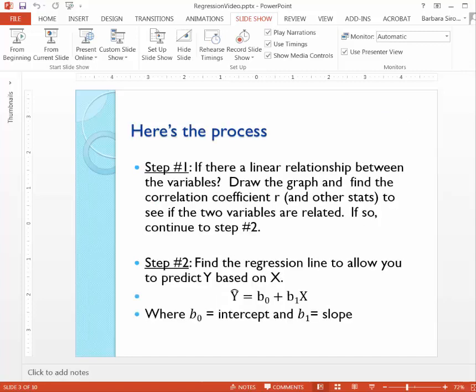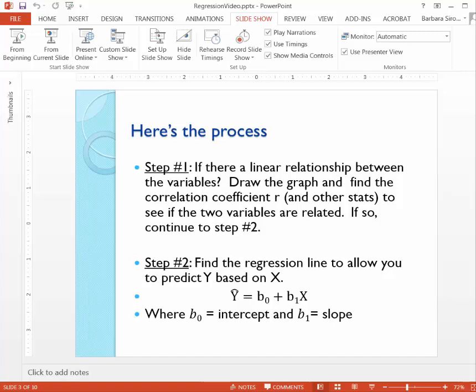So here's the basic process that I tend to use. It's a two-step process. First, I look to see, is there a linear relationship between the two variables? The way I determine that is by looking at a graph called a scatter diagram, and I look at statistics such as the correlation coefficient and coefficient of determination and some other things to see if they are related. If they are, then I can continue to step number 2, which is the predicting. If they're not related, then I stop and go do something else.